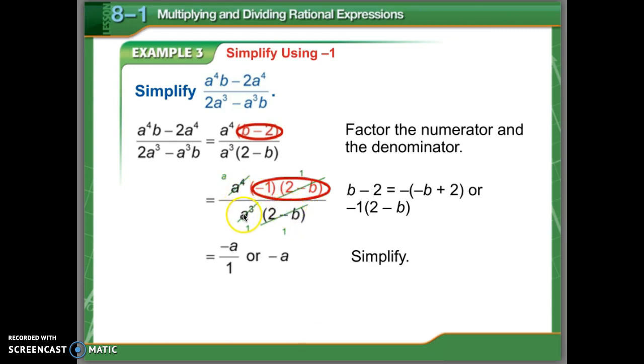The a to the fourth over a to the third, remember you're subtracting powers here. 4 minus 3 leaves you with 1 power of a. So we've got 1 power of a, we've got this -1, and everything on the denominator canceled out, so your answer is just -a.